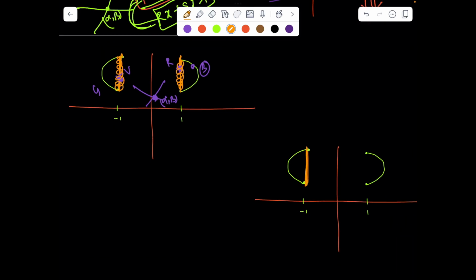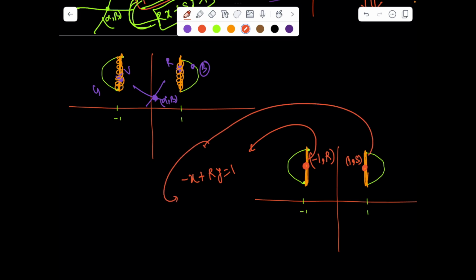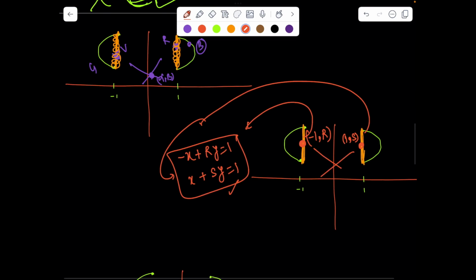So hence the equivalent problem is now, just we will consider these two vertical bars, and corresponding to this I'll take any point, let's say (-1, r), and here I'll take (1, s). Then (-1, r) will give an equation minus x plus ry equal to 1. (1, s) corresponding to this I'll create an equation x plus sy equal to 1, and I will solve both of these lines. So if we solve these lines, we'll get a point of intersection over here.